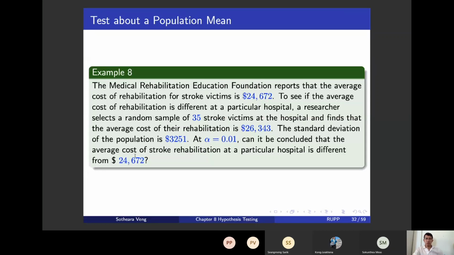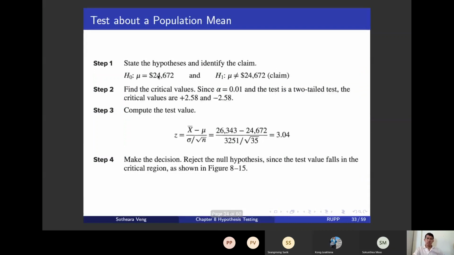So we want to know if the average cost of stroke rehabilitation at a certain hospital is different from this value. This is a specific value. We want to test whether the average cost of stroke rehabilitation at this certain hospital is different from this. So in this case, you can state the hypothesis and identify the claim.